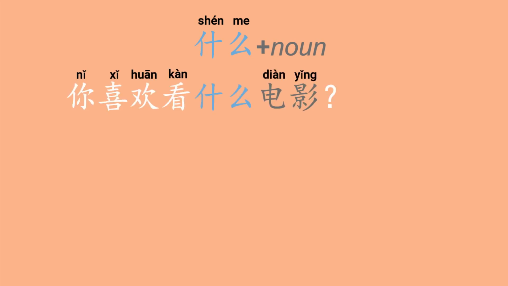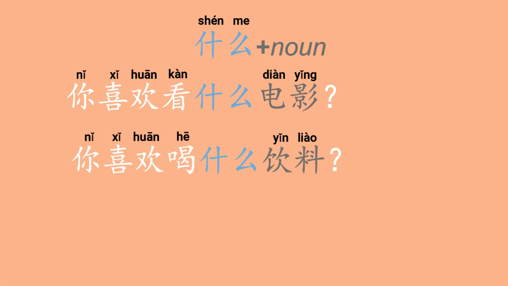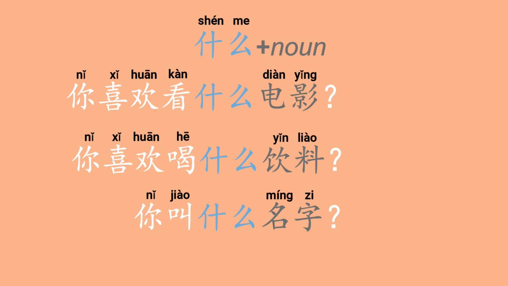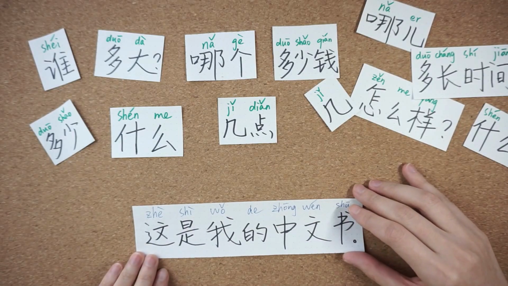什么 plus a noun. So, what movie do you like to watch? In Chinese, word order is you like to watch what kind of movie? 你喜欢看什么电影? What beverage do you like to drink? In Chinese word order, you like to drink what kind of beverage? 你喜欢喝什么饮料? What's your name? You are called what name? 你叫什么名字?